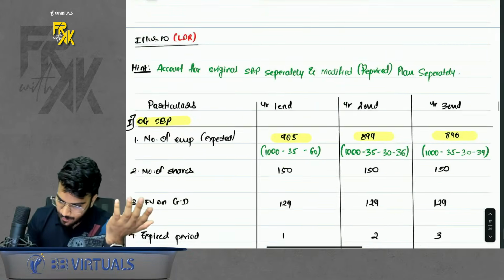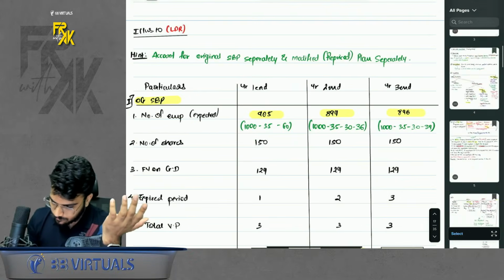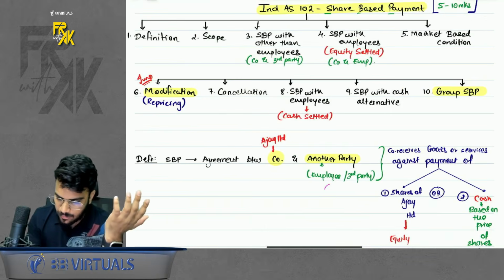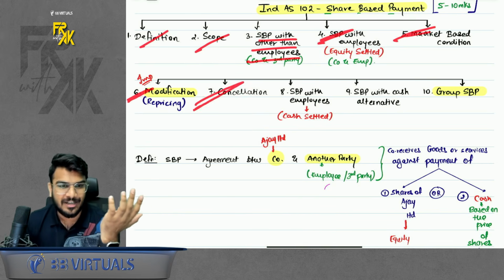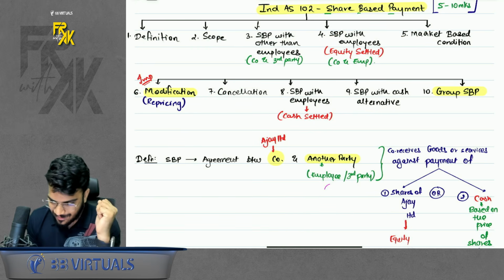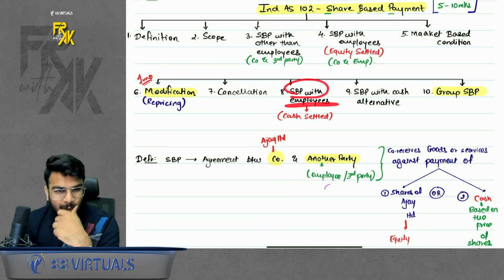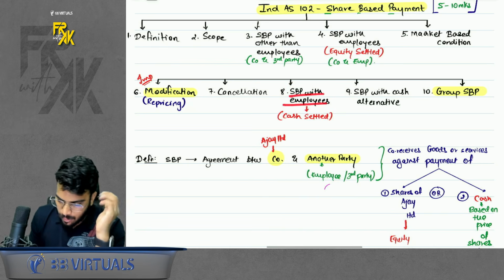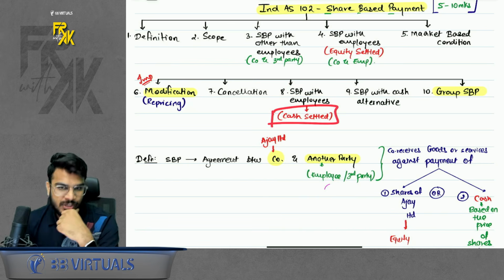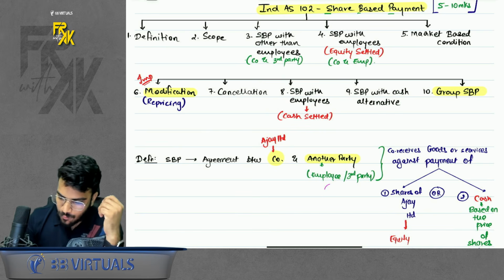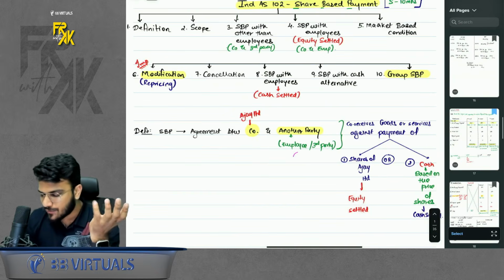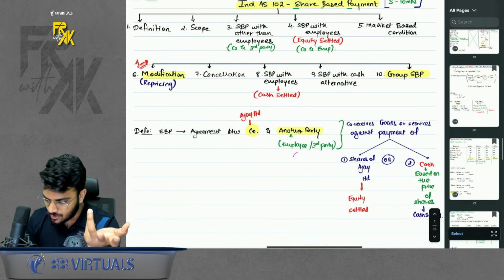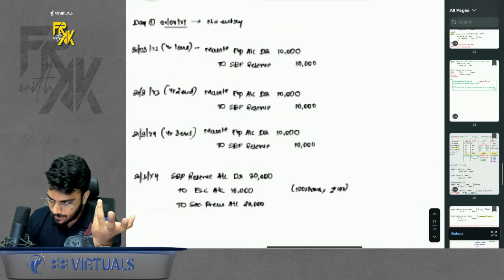Okay. So if you have a look at the chart, what all we have done: definition, scope, SBP with other than employees, SBP with employees, market based done, modification done, cancellation done. Right? Simple? Yes, sir. Now we will also do SBP with employees, but cash settled. So what is the meaning of cash settled? Here the company will not give shares, the company will give cash, but the cash will be based on the price of shares, of course.